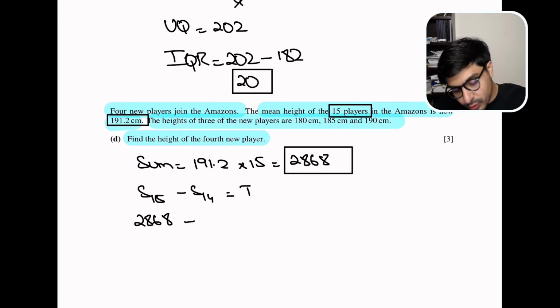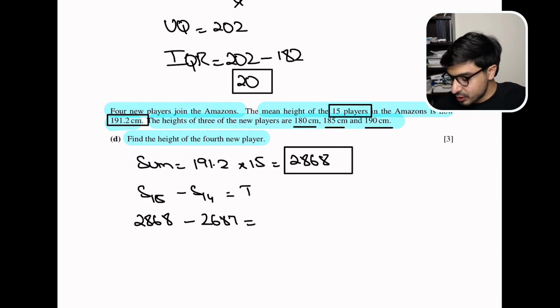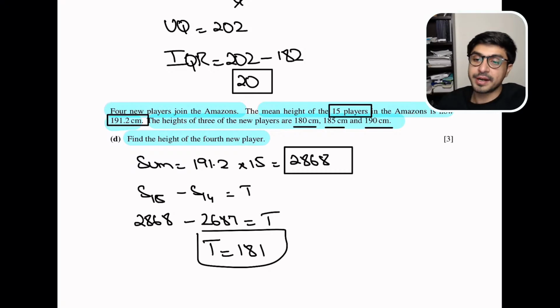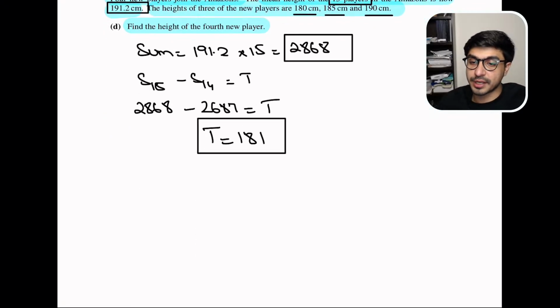And then to 2132 we need to add these as well. 2132 is the sum of the first 11, and then these three as well. So plus 180 plus 185 plus 190, so it's going to be 2687, right? So it's going to be 2868 minus 2687, so it's going to be what? It is going to be 181, the height of that missing player. That was the fourth new player that was there, right?